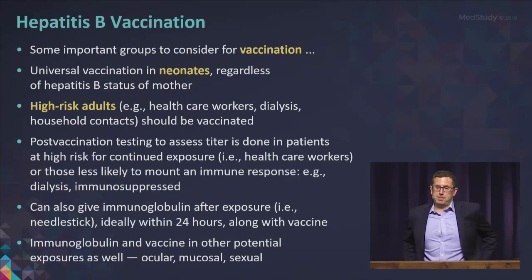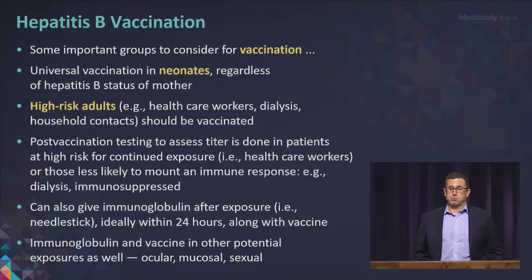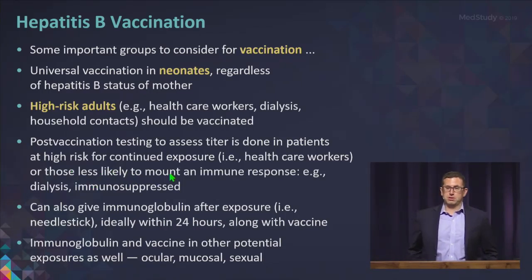With regards to hepatitis B vaccines, some important people to consider vaccinating would be, obviously, universal vaccination in neonates regardless of the Hep B status of the mother, and higher risk adults, so healthcare workers and dialysis patients. Post-vaccination testing to assess titer is done in patients at high risk for continued exposure. So not everybody, but if you're a healthcare worker, that would be a good person to make sure you're mounting a response. Or it could be done in those less likely to mount an immune response, so for example, immunosuppressed patients.